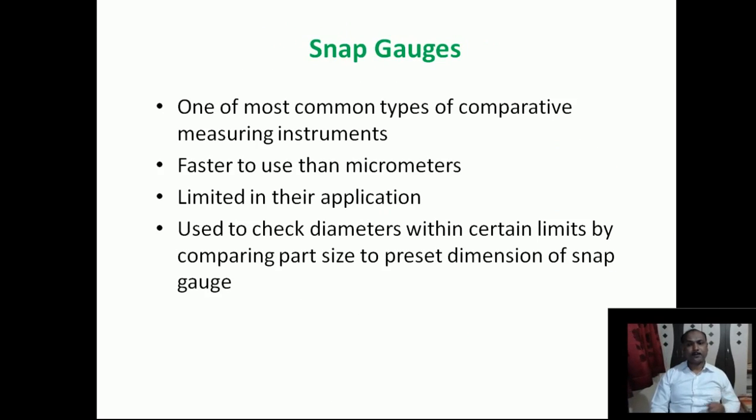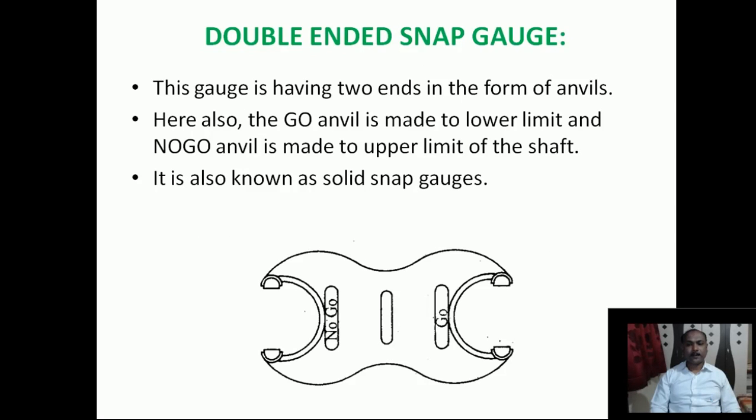The snap gauge is the third type of gauge which is used. These snap gauges are used to check the external dimensions again, but these are very handy. So there is one side which is a go side, the second side is a no go side. The go side should go over the component, the no go side should not go.